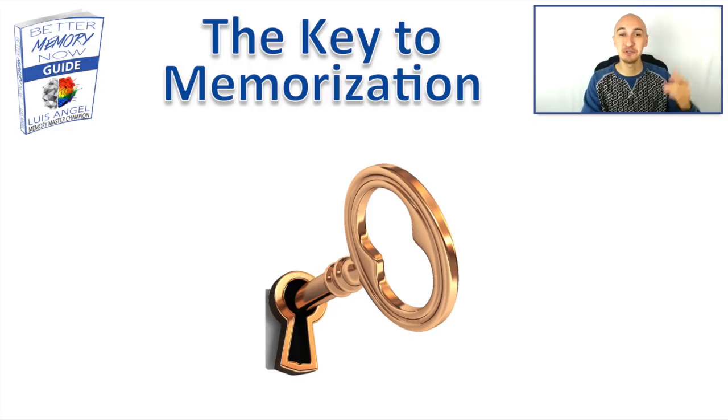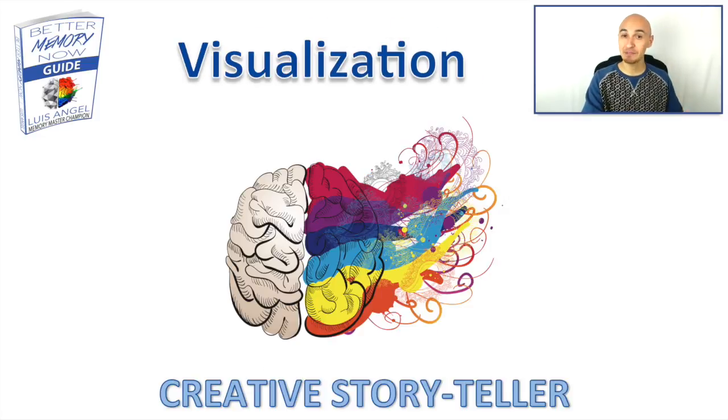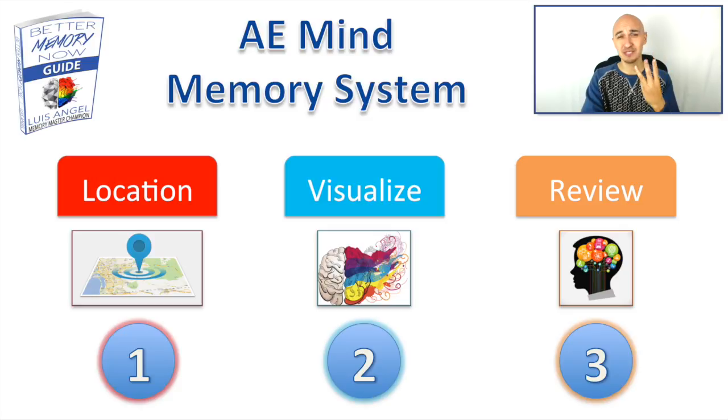You already know that the key to memorization is visualization. We have to become creative storytellers with the information that we want to memorize. There's 3 simple steps to being able to do this. 1, you need a location. 2, you need to visualize the information on the location. And step 3 is that you need to review it for long-term memory retention.